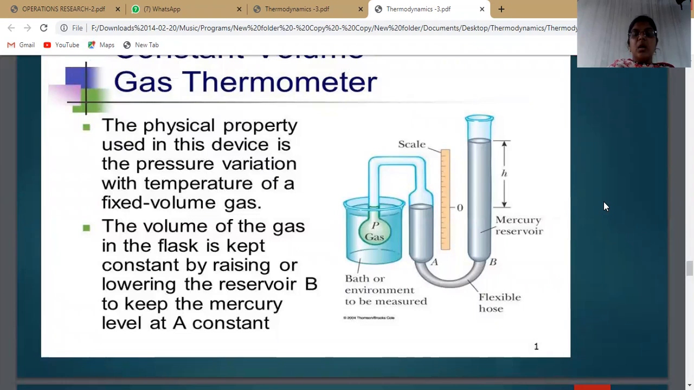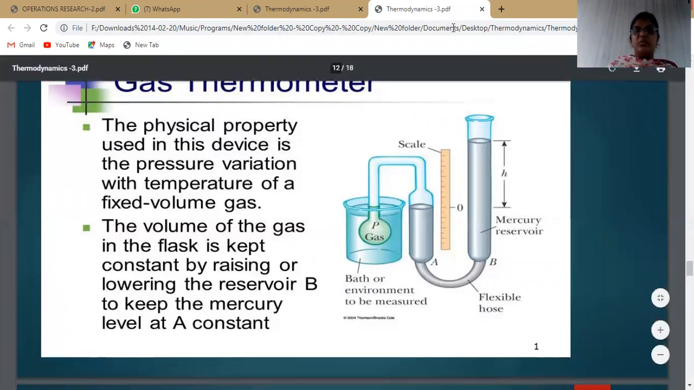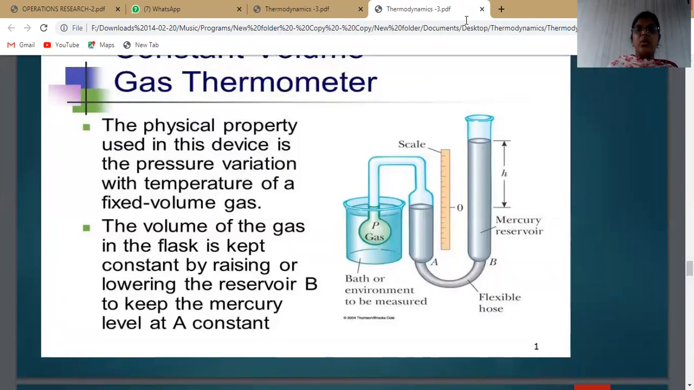By varying the pressure, we can calculate the temperatures. Thank you, students. I hope you understood.